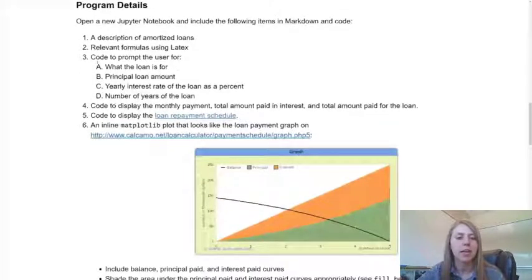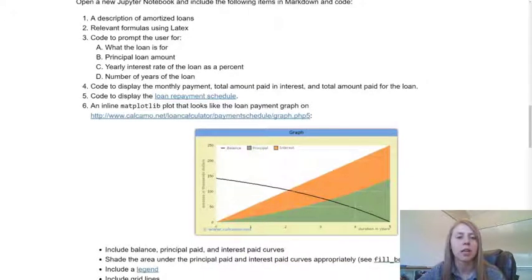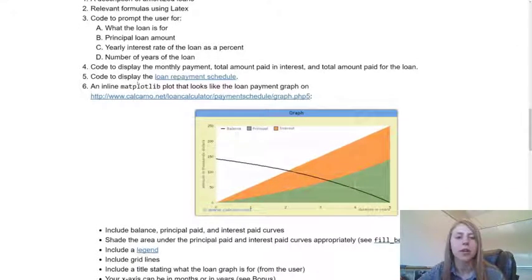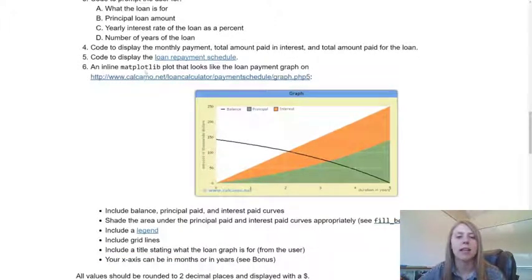And then you're going to write code to prompt the user for what the loan is for, perhaps a car, a principal loan amount, yearly interest rate of the loan as a percent, and the number of years of the loan. So write code to display the monthly payment, the total amount paid in interest, and the total amount paid for the loan. Write code to display the loan repayment schedule. If you need some hints about how to do that, take a look at this link here. And then write an inline Matplotlib plot that looks like the following graph here that I pulled from this website.